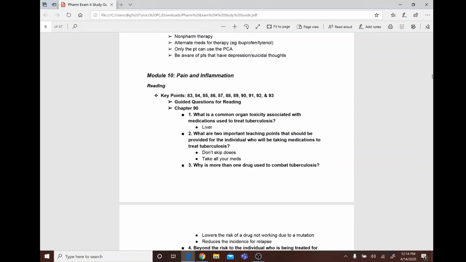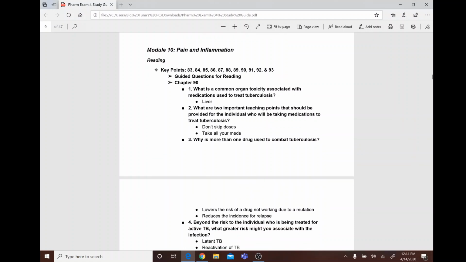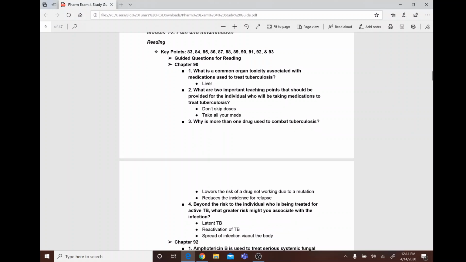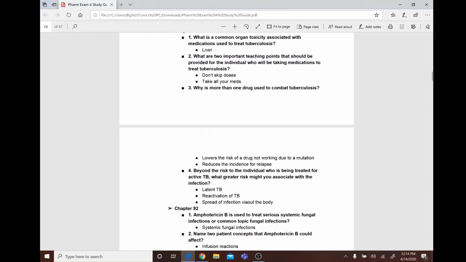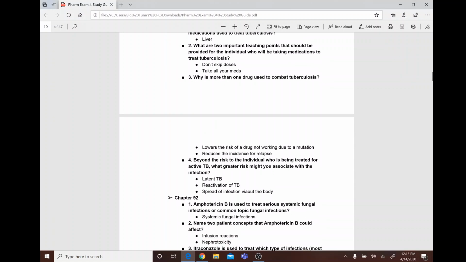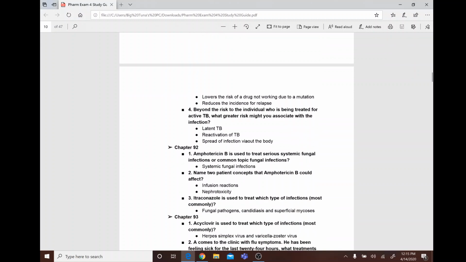What is the common organ toxicity associated with medications used to treat TB? Liver toxicity. What are the 2 teaching points that should be provided for the individual who will be taking medications to treat TB? Don't skip doses, take all your meds. Why is more than one drug used to combat TB? It lowers the risk of a drug not working due to a mutation and reduces the incidence of relapse.